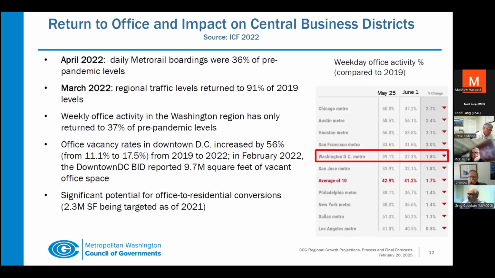So again, this is just an example of some of the data that they were looking at. They were looking at Metro transit ridership numbers. We were also looking at the return to office occupancy data, just with some of the information. This is the occupancy data.